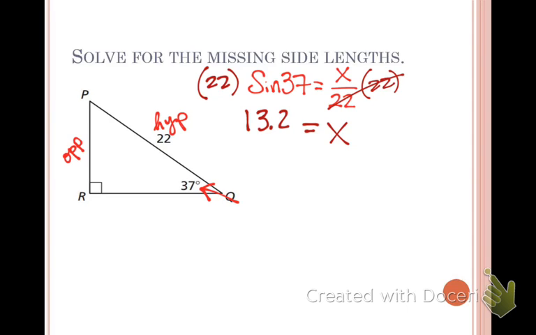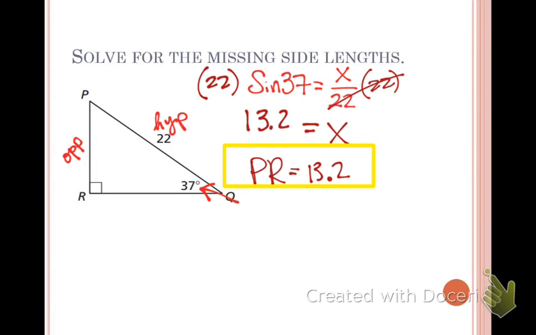We named it opposite. What's the name of this side? It's PR or RP. So PR equals 13.2. That is the final answer. You cannot put X because we're about to solve for another side using the letter X.